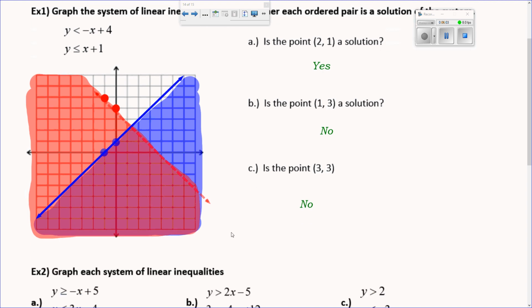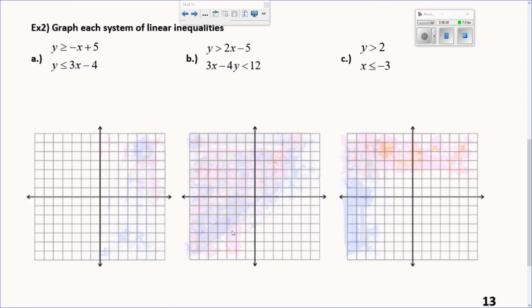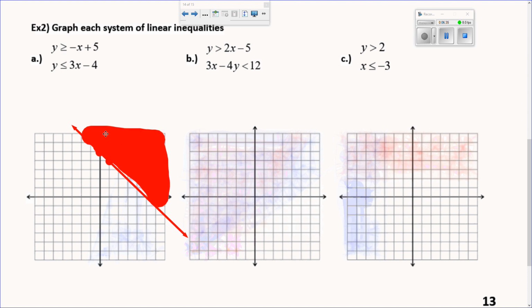So let's do a few more. And we're going to graph these inequalities. Okay. So for the first one, what's the y-intercept? That's 5. And then what's the slope? -1, so go down 1 over 1. Solid or dotted line? Solid, because it's underlined, it's equal to. And above or below the solid line? Above.